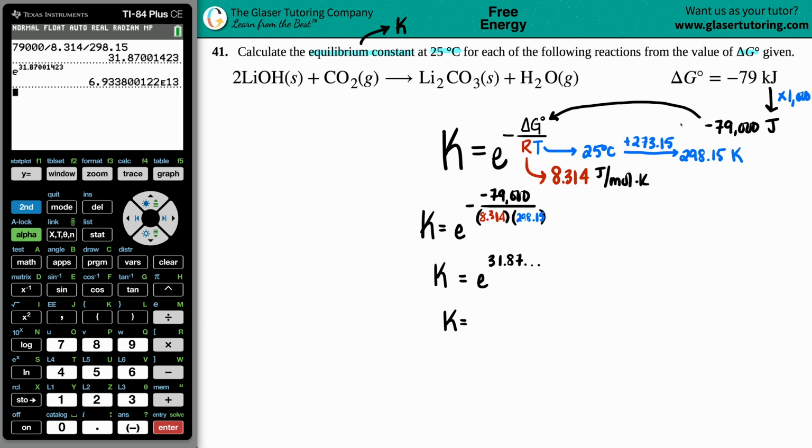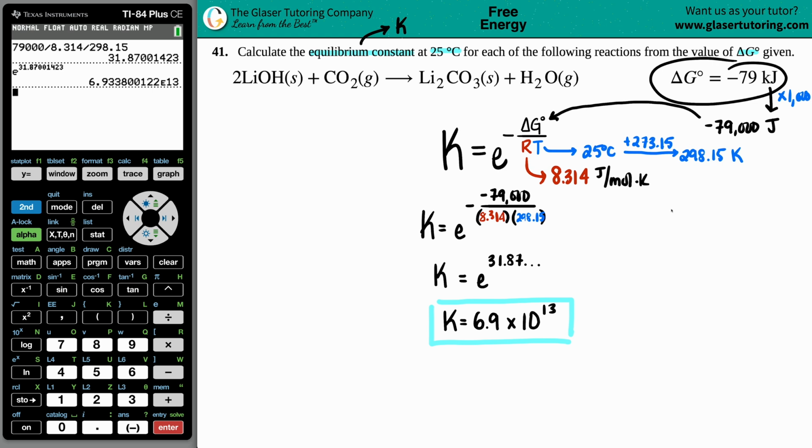Now I'll add the sig figs. There were 2 sig figs in my delta G. We used a lot for this Kelvin, so 2 sig figs, 6.9. And I almost forgot about that times 10 to the 13th. So 6.9 times 10 to the 13th, and that's your final answer, a huge K value, but it makes sense because this is very spontaneous. So your K value should be way over 1. So it checks out.